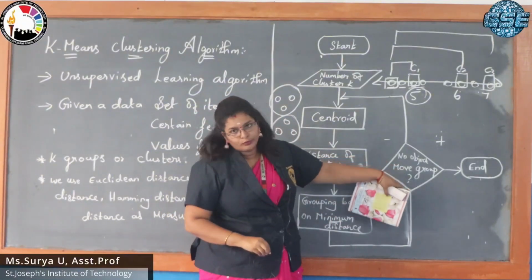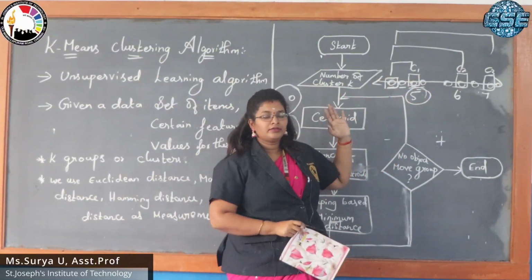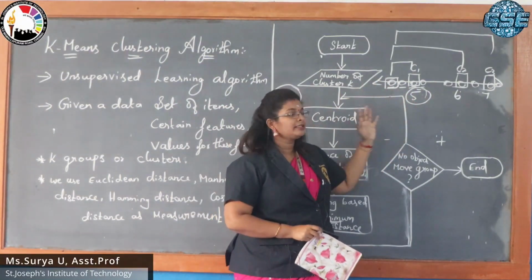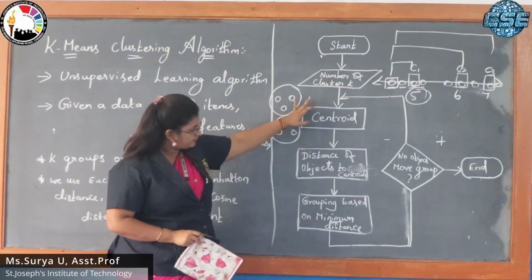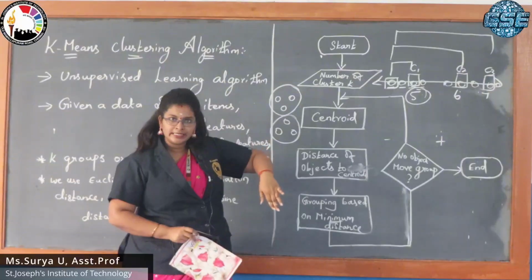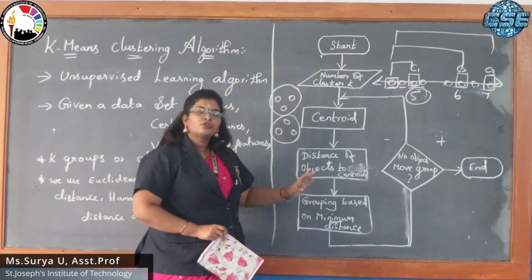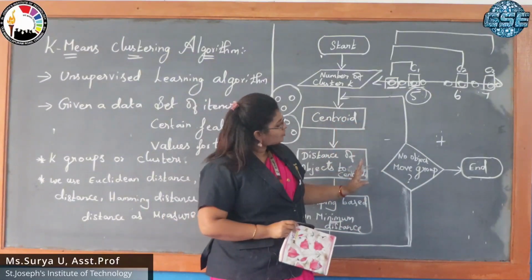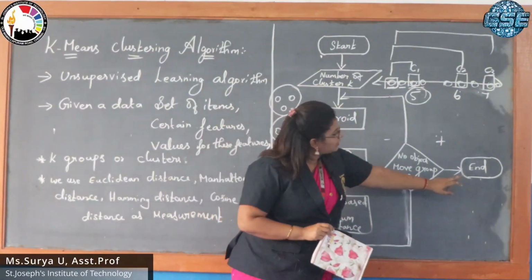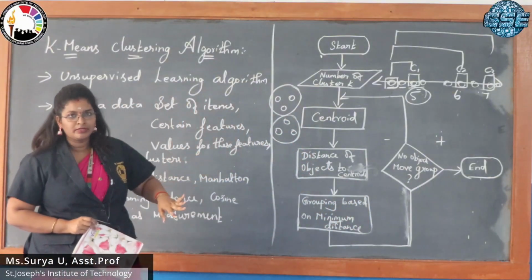No object move group. Suppose if the cluster points are not equal, we are going to find a new cluster. If those 2 points are not equal, then again the step is going to be repeated. Again you have to find the new centroids and follow the same step. When we are getting the same cluster without any change, we'll end the program. Okay, this is how your k-means algorithm will work.